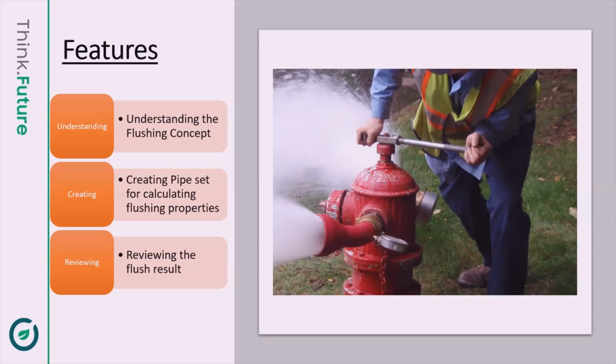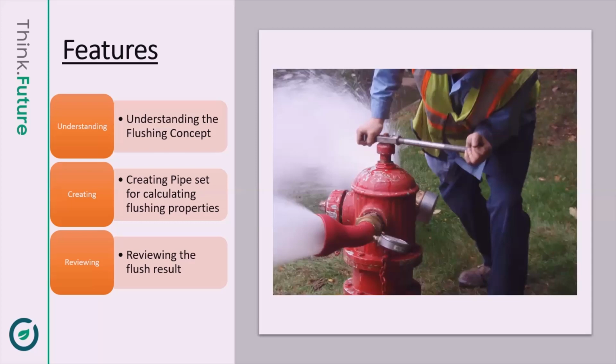If I talk about the importance of flushing in a water distribution system, it helps to maintain the integrity of the pipeline by removing debris, sediment and other impurities. It also increases the efficiency and reliability of the pipeline system by improving the flow of fluid and gases. It also helps to prevent corrosion and buildup of mineral deposits inside the pipeline, and it enhances the safety of the pipeline system by reducing the risk of rupture and leak.